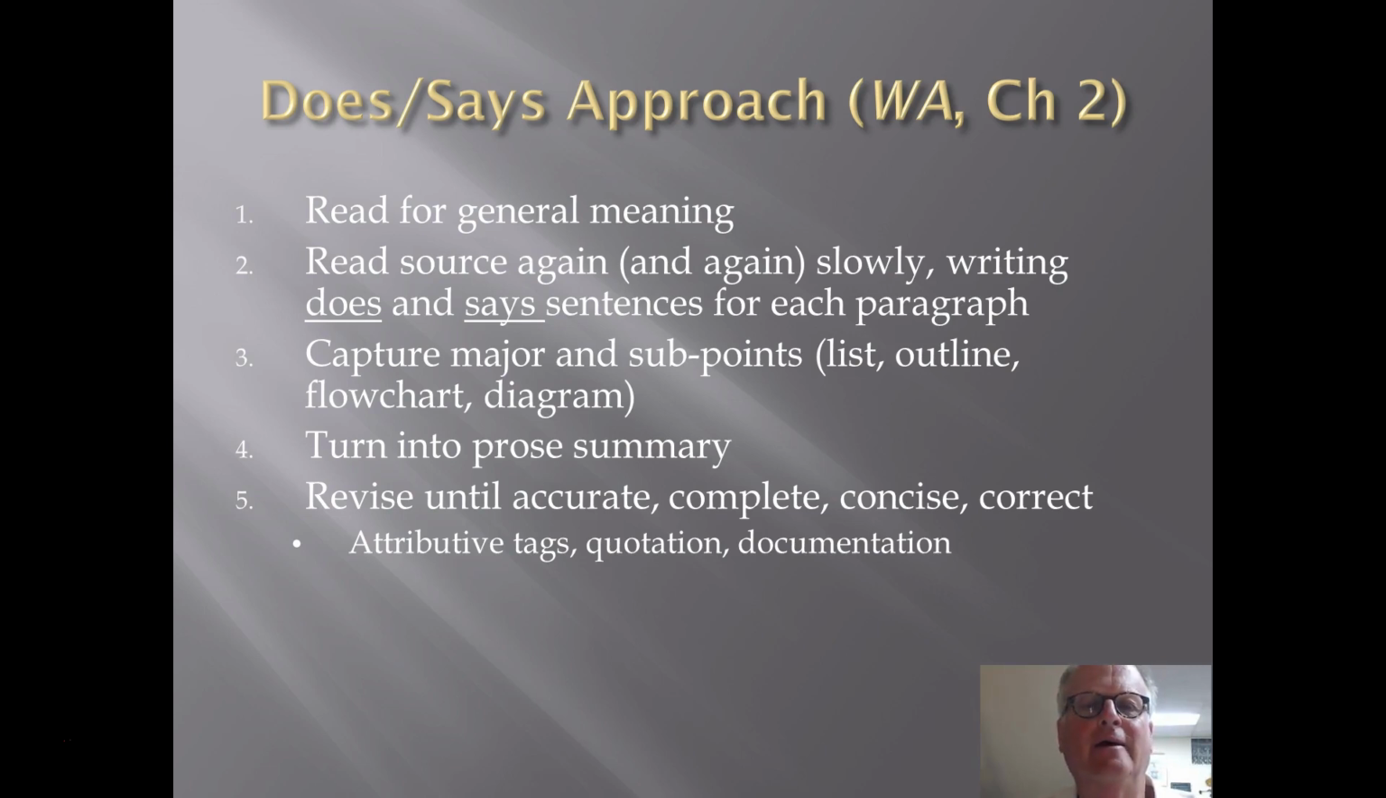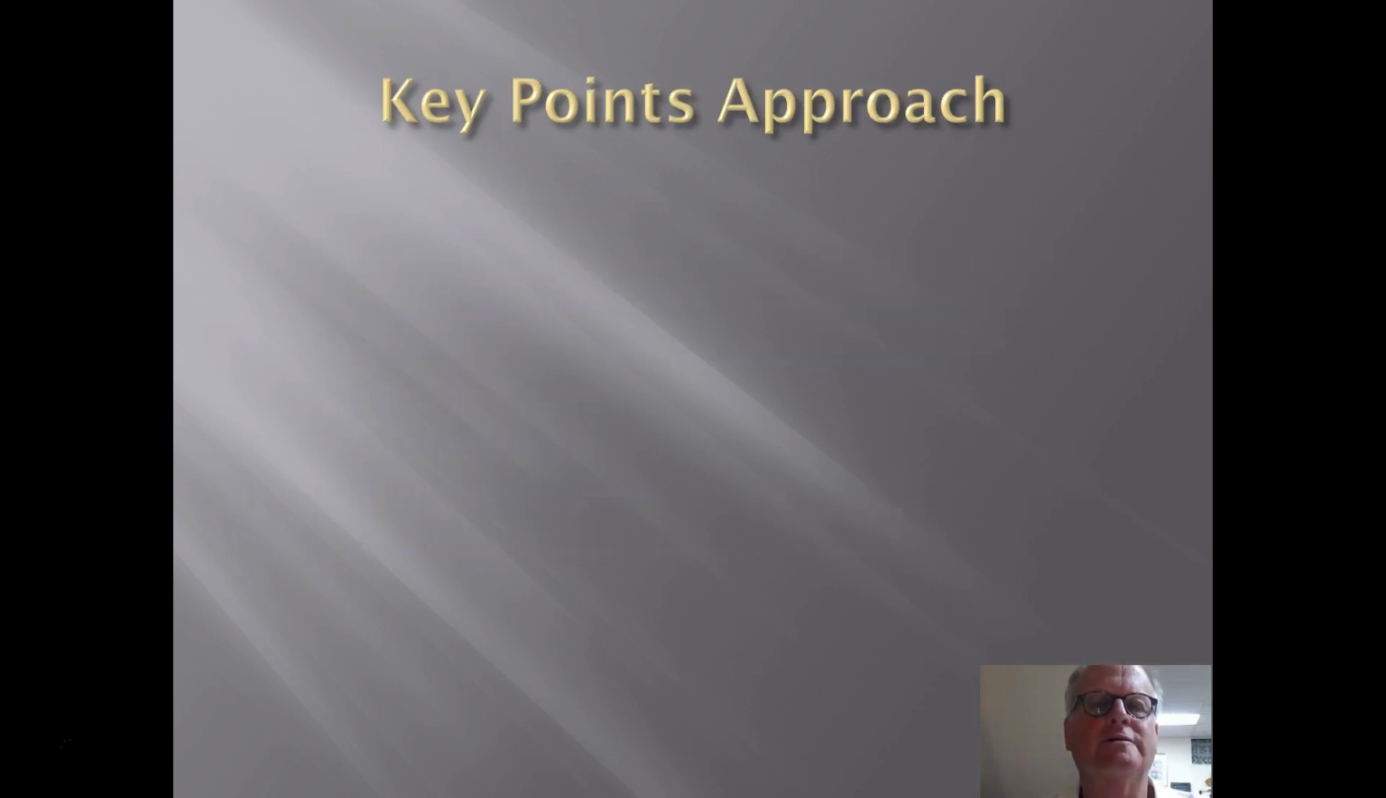And then after you write down one sentence of does and one sentence of says for each paragraph, you can then look at those and see if you can assemble that into one single prose summary. And then you revise until it's complete, until it's short enough, until it reflects the article accurately. And make sure that you use attributive tags, that is, the author says, or mention the names of the authors, and then a verb, and then whatever else you need to account for that particular piece of the source.